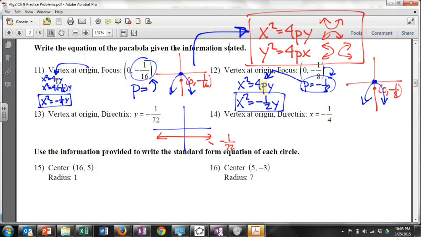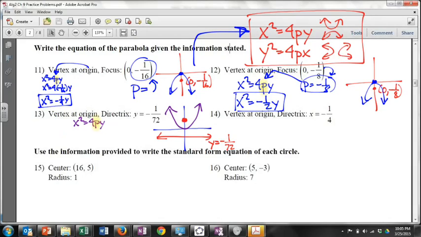So this is the equation y is equal to. That means my focus is on the other side, so my parabola goes up and down like that. Again, this is another example of an x squared type of parabola: x squared is equal to 4py.